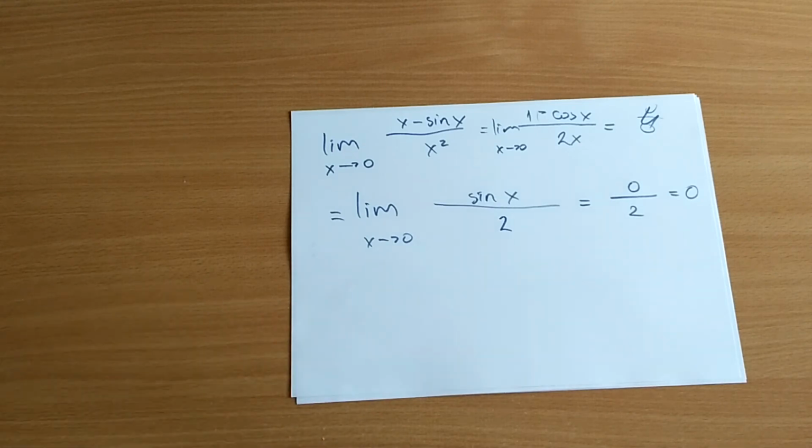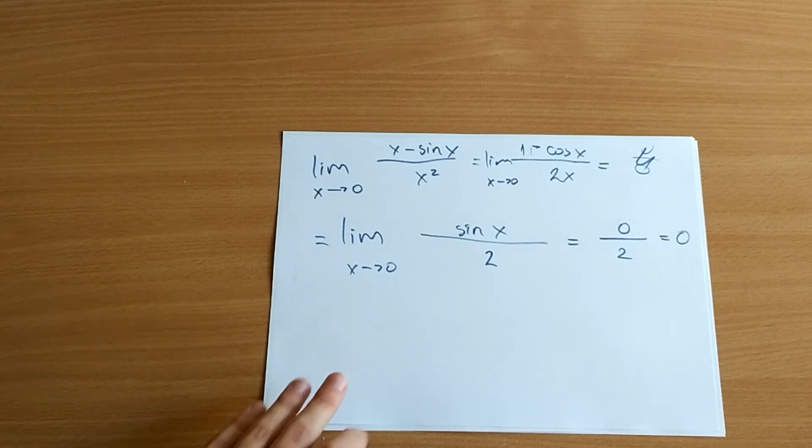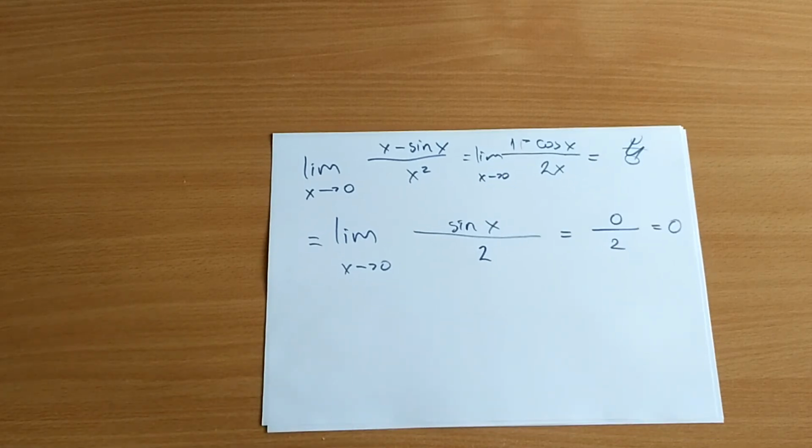So here we don't have to use L'Hopital's rule again, since we didn't get the intermediate form 0 over 0, but we got the form 0 over 2. So 0 is the final solution of this limit. In the following video, as I mentioned, we're going to see the intermediate form infinity over infinity.